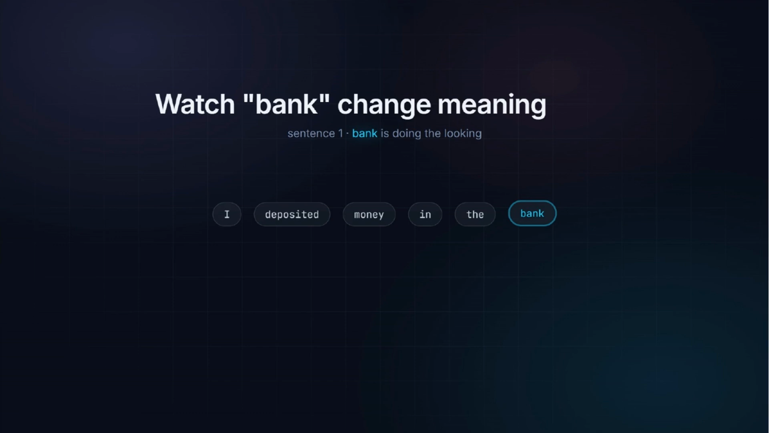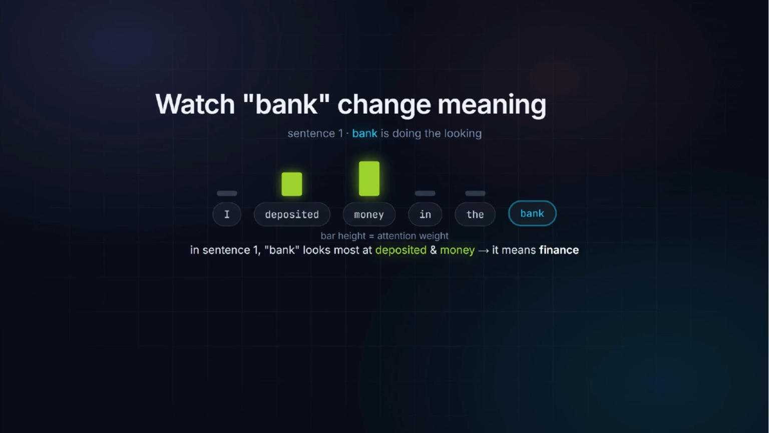Let's see it. Here's sentence 1, with bank as the word doing the looking. Attention draws a connection from bank to every other word and gives each connection a weight, drawn here as line thickness. In this sentence, the thick lines go to deposited and money. Bank attends most to those, so its meaning shifts toward finance.